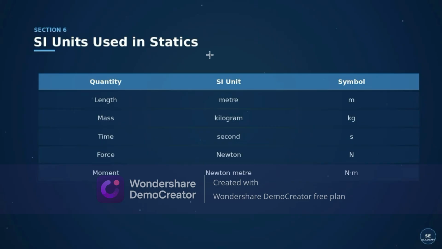We also go to SI units used in statics. This one also is an introductory video, so some of the things you already know. Length is measured in meters, mass in kilogram, kg, time in second, SI. We already know these things, but you can just write them down.